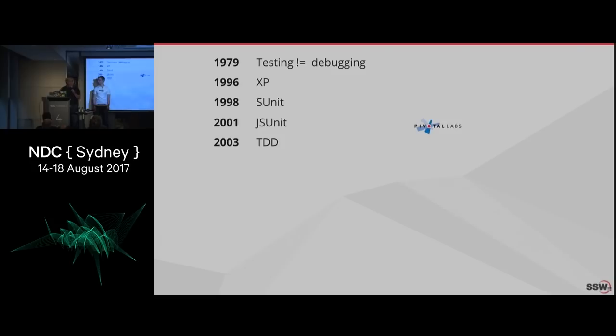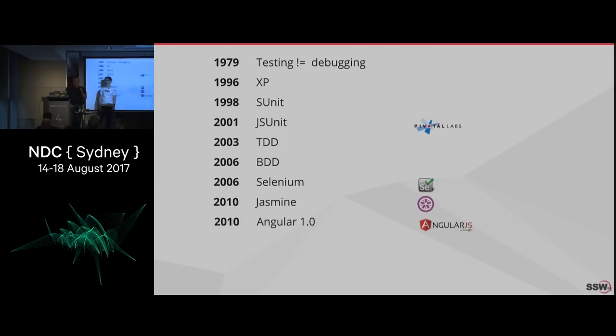In 2003, we got TDD, and in 2006, we got behavior-driven design by Dan North, which was like an extension of TDD with human-readable tests. Also in 2006, we got Selenium for running our end-to-end tests. In 2010, we got Jasmine from Pivotal Labs again, which was the updated version of JSUnit. Also in 2010, we got Angular 1, which was the first time we had a framework where the hello world was actually unit tested, which I was really excited about, because from the very first day, Angular 1 had a real focus on testing, which was excellent.